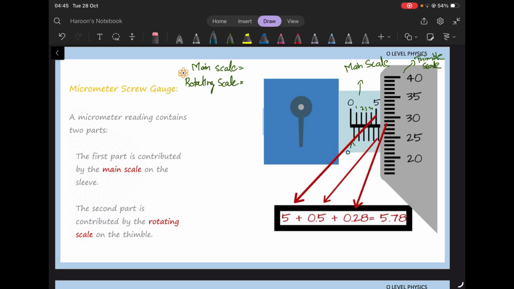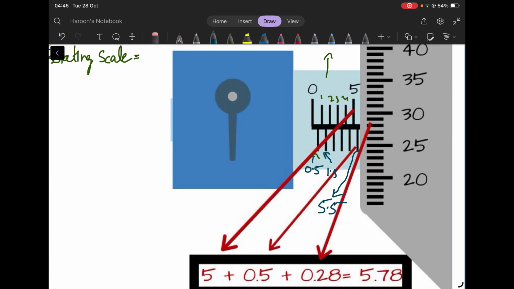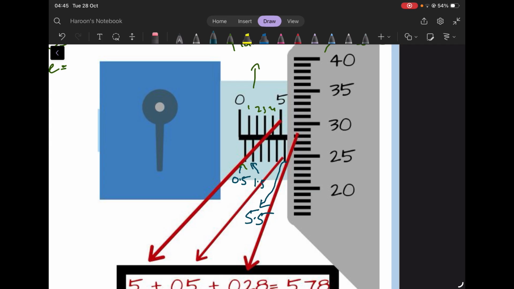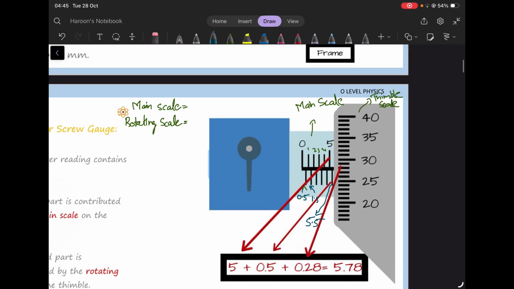This would be 0.5. So the next line that you see over here, this is between 1 and 2, so this would be 1.5. So you can see we have a line over here which is after 5. So this would be 5.5. So this is where our main scale ends. So you can see we have this line that is after 5 basically. So the main scale ends at 5.5. So we take the last part of the main scale and we write it over here. So the main scale reading, the final reading is 5.5.